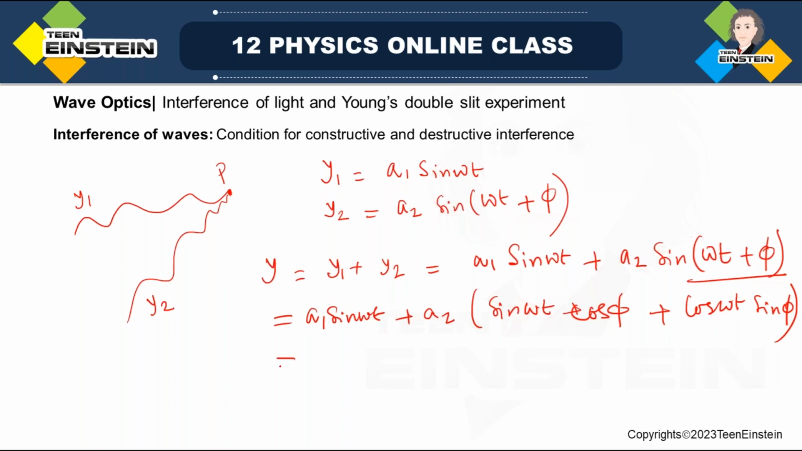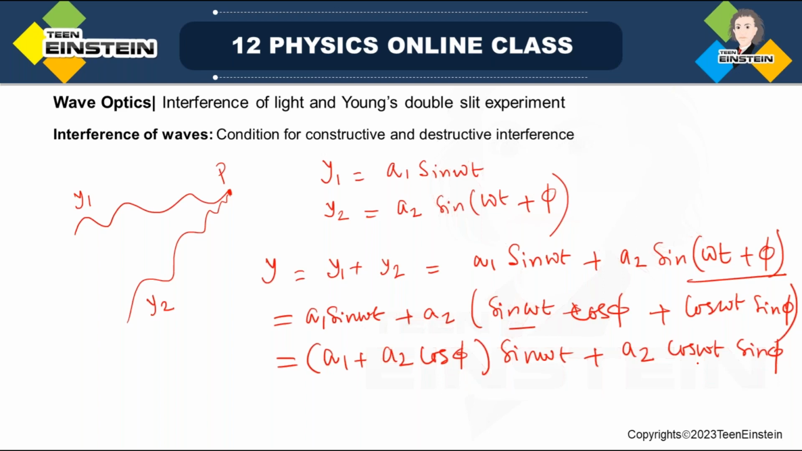Now look what we can do. We can take the sine terms together. So taking sin omega t together, the coefficient will be (a1 plus a2 cos phi) into sin omega t, and this side it will be a2 cos omega t sin phi. Okay, so this is the term.